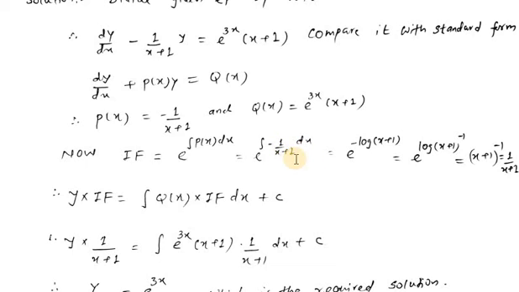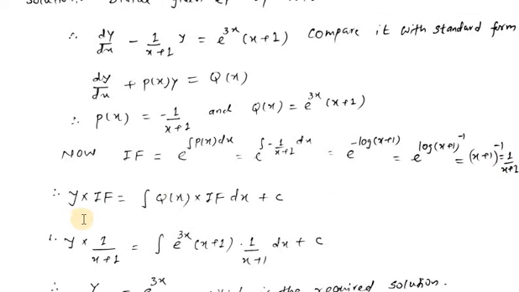Now integration of 1 over x plus 1 is logarithm of x plus 1, and this minus sign is as it is. Now applying the properties of logarithm, it will become e raised to log x plus 1 the whole raised to minus 1. Again, applying the properties of logarithm, e raised to log x plus 1 the whole raised to minus 1 will become x plus 1 the whole raised to minus 1, because e raised to log y to base e, the result is y. So it is x plus 1 the whole raised to minus 1, that is equals to 1 over x plus 1. So the integrating factor is 1 over x plus 1.